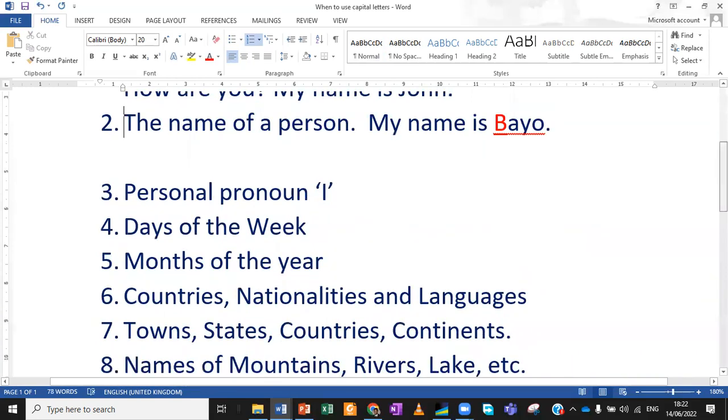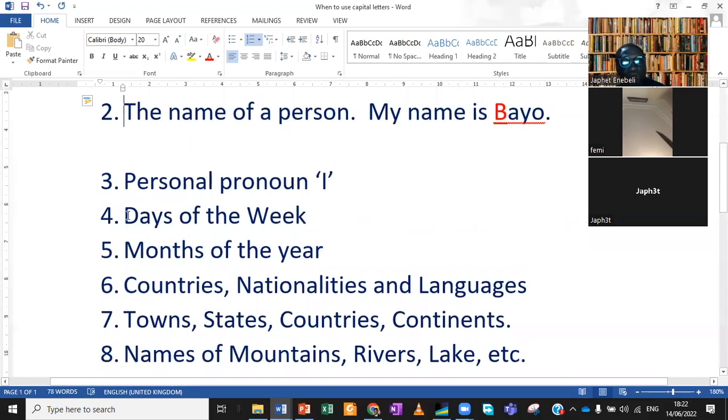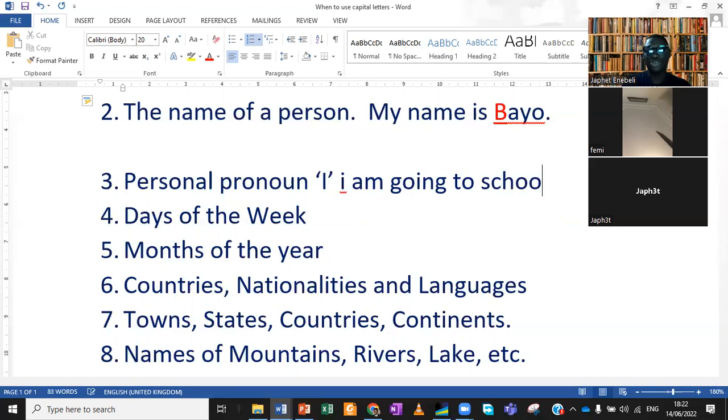Now, this number 3 is the one that is kind of confusing people. The letter I. Some people, when they want to write I, write it in small letter: i am going to school. No, a small letter i does not stand alone. You only write a small letter i inside a word like going. Did you see it? If it stands alone, it must be a capital letter. I is a personal pronoun when you're talking about yourself. The I there stands for your name.